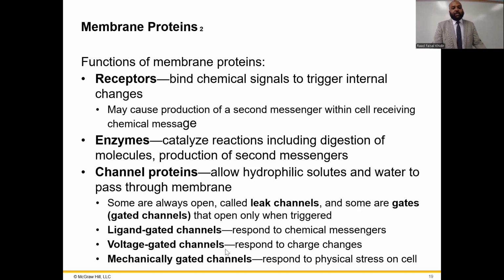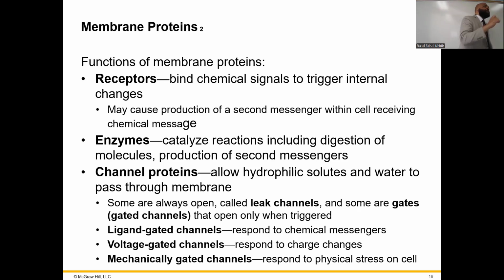Then there are mechanically gated channels. They do not respond to a hormone or to a voltage change. They respond to mechanical, physical pressure, stress. So if you touch them, they will open, allowing the influx of ions. They are channels for ions, so when they open they allow ions to enter or exit.